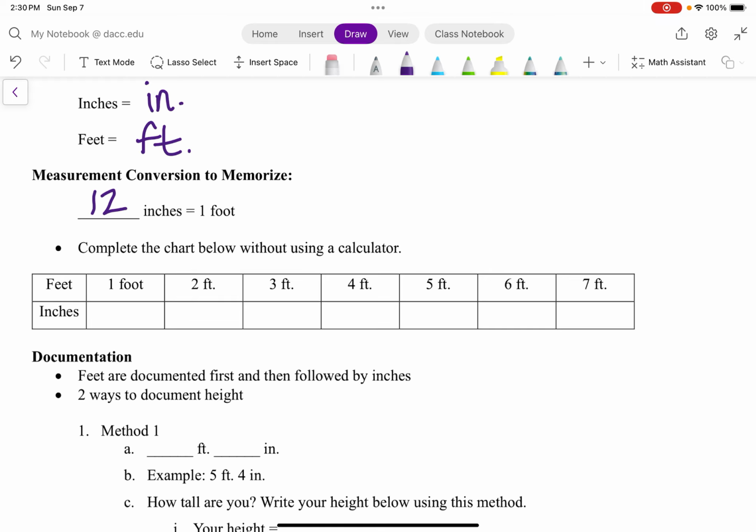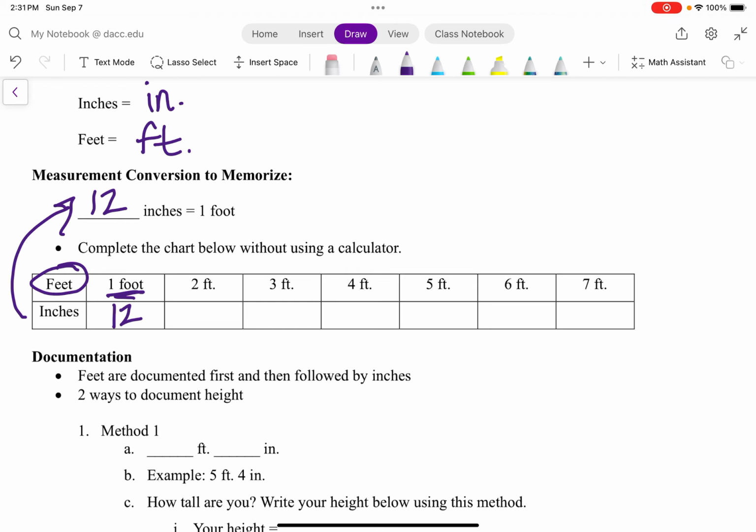Now let's fill out this chart without using a calculator, because sometimes you can do some of these conversions in your head. The more you become exposed to them, the more you memorize them or recognize them, and it'll be easier to do this. So we're looking at the top here, at the feet. Let's look at 1 foot first. How many inches are in 1 foot? Well, that's exactly the conversion factor that we just memorized. So we know that there are 12 inches in 1 foot.